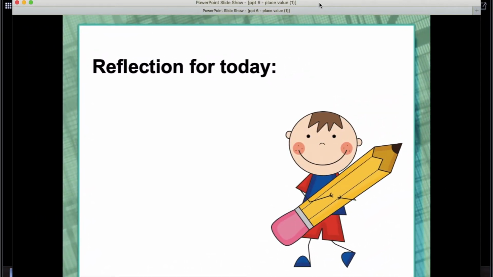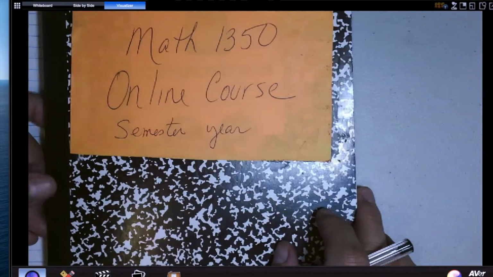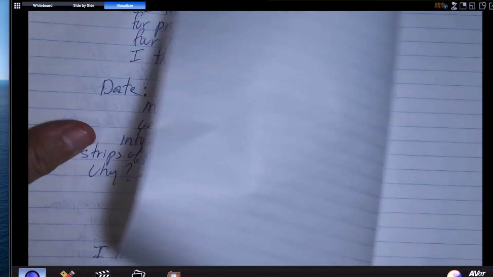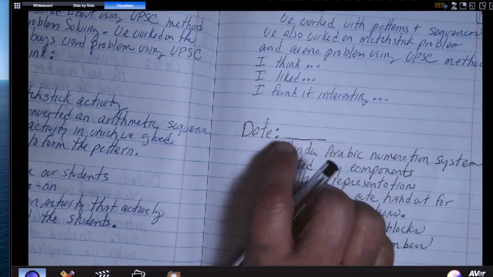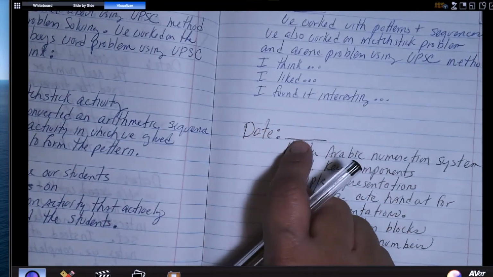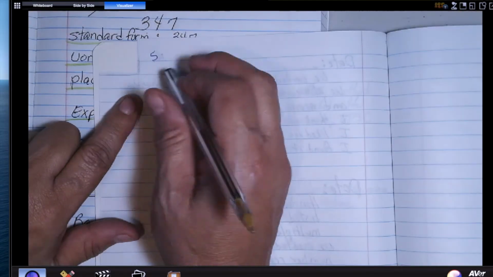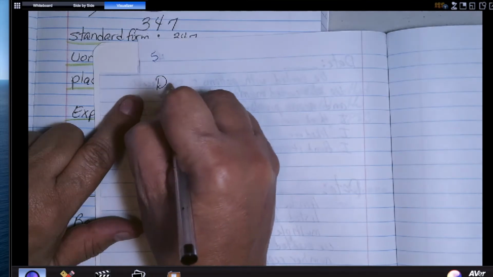Let's go ahead and work on our reflection for today. So let's go to our notebook. Let's go ahead and grab our notebook. Let's turn it upside down to the back, and let's find the next available page. We're going to skip one line. Ignore what's here. You're going to skip a line and continue going. Skip a line and continue going. So let's look at today's. Go ahead and write today's date.